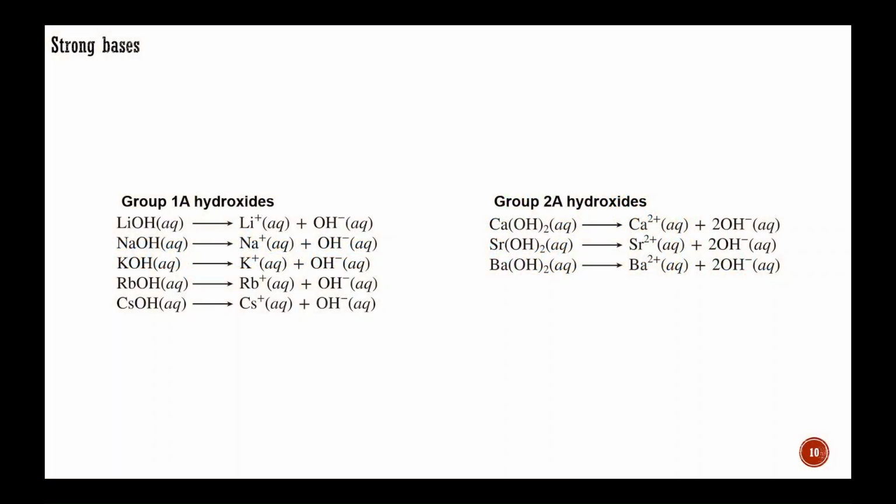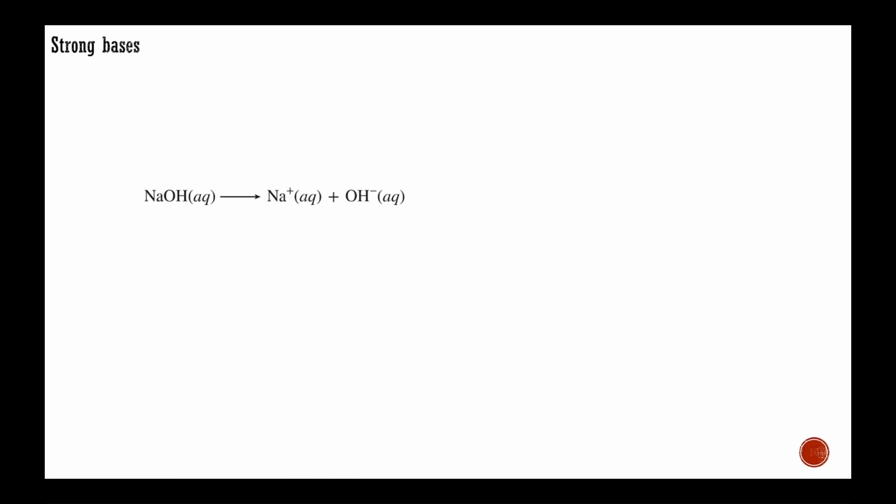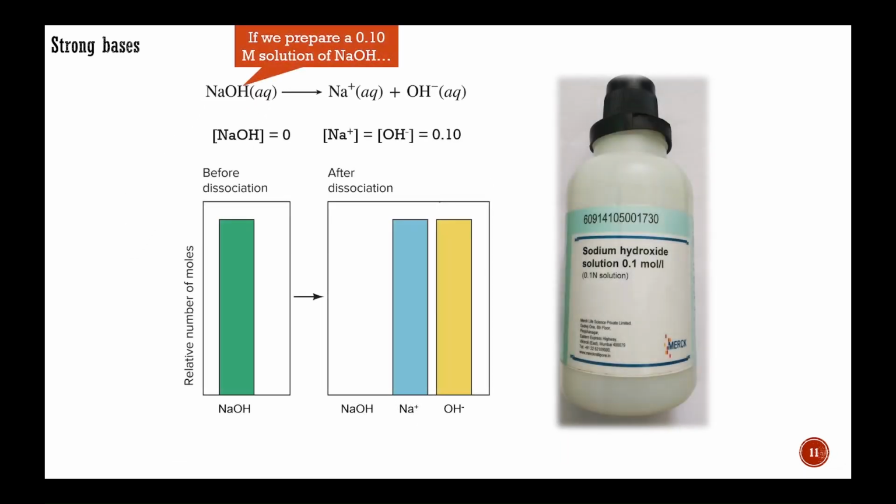The most common soluble strong bases are the ionic hydroxides of the alkali metals, such as sodium hydroxide and potassium hydroxide, and the ionic hydroxides of the heavier alkaline earth metals, such as strontium hydroxide. These compounds completely dissociate into ions in aqueous solution. In other words, a solution labeled 0.1 molar sodium hydroxide consists of 0.1 moles of sodium and hydroxide ions per liter of water. In this solution, there will essentially be no undissociated sodium hydroxide.